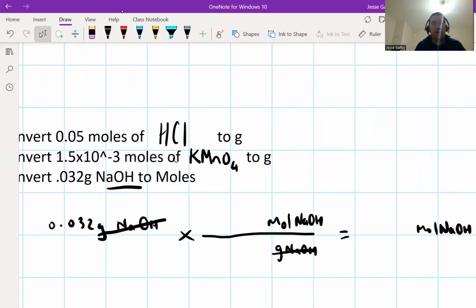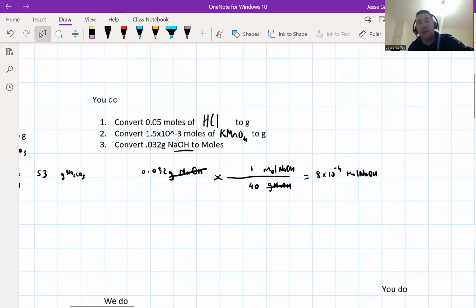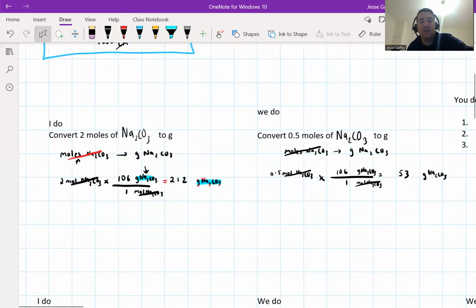Okay, so the next thing is for every 1 mole, so it's 1 on the top this time, how many grams of NaOH do we have? So you should have your periodic table to work out the molar masses of NaOH. You should get 40. So then you just do 0.032 times 1 over 40. And that gives me 8 times 10 to the minus 4. Again, a very common calculation to go between grams and moles. You need to be able to do that very quickly, very easily.